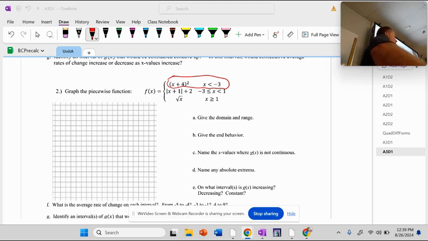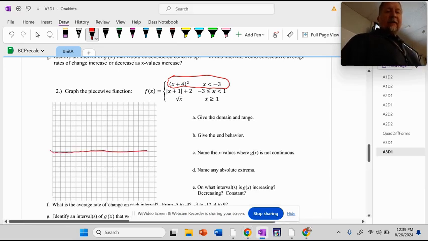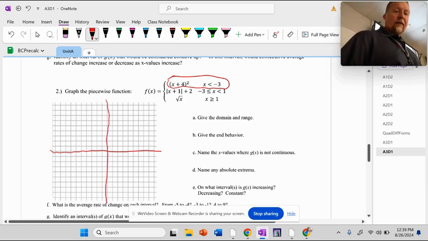Negative 4, comma 0 is the vertex. I don't know why we didn't give you axes. I think just going right in the middle of both x and y is fine, and you'll be all right. Okay, so negative 4, 1, 2, 3, negative 4 comma 0.